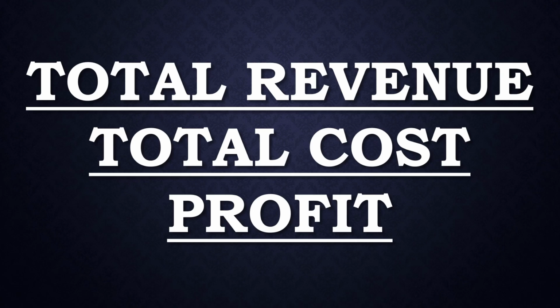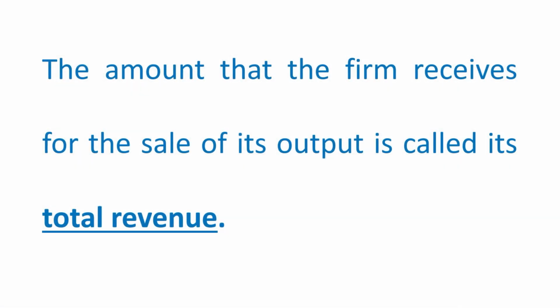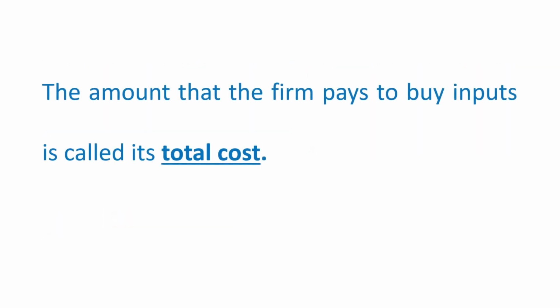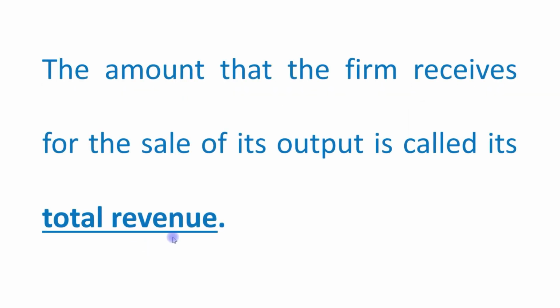Hello students, today's topic is total revenue, total cost and profit. The amount that the firm receives from the sale of its output is called its total revenue. And one more thing, total revenue is simply price into quantity. Price per unit into the total number of units sold, so that will be total revenue.